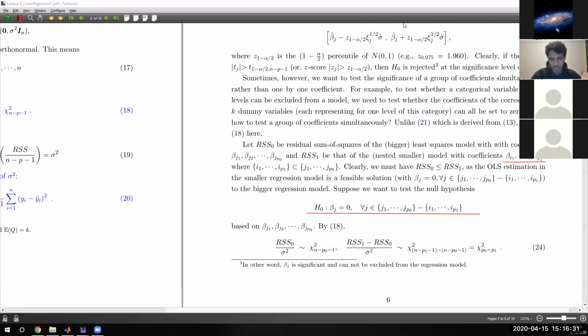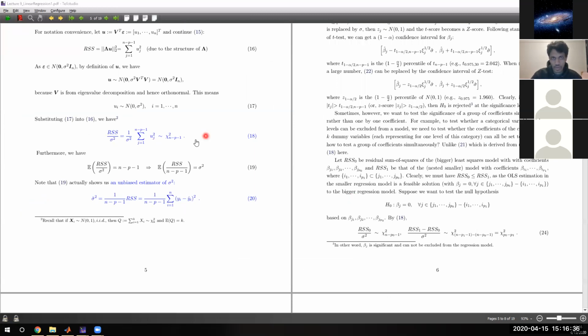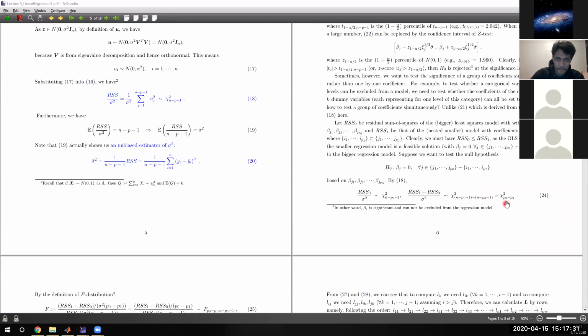Okay, let's see. First of all, by this RSS, I will have a chi-square distribution with degrees of freedom n minus p minus 1. Then I use this one minus that one, and divide by sigma square again. This should still follow a chi-square distribution. Why? Because a chi-square distribution is the summation of squared normal variables. You take one part minus the other part, and the other part is a subset of this, which means you've already subtracted all that part out. So the one left here is independent, and it again follows a chi-square distribution, with degrees of freedom equal to the first degrees of freedom minus the second, which is P0 minus P1. Again, P0 is the bigger model and P1 is the smaller model, so of course P0 must be greater than P1.